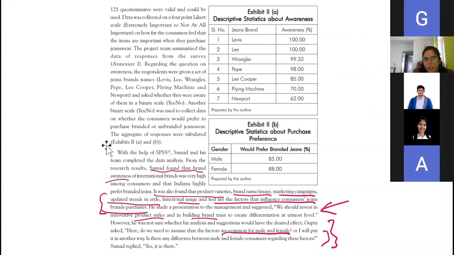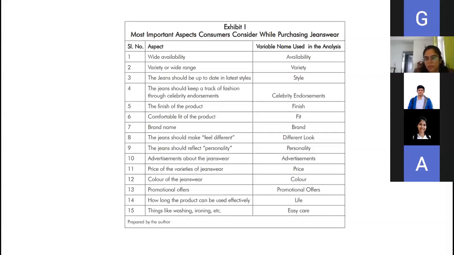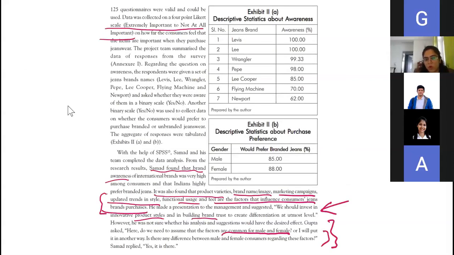Is it that product variety or marketing campaigns matter more for males? Because we asked this on importance. Remember, on a scale of 1 to 5, how important is brand name, how important is marketing campaign, how important is availability, all these parameters. So the importance that males attach to brand name or marketing, is it different from the importance that females attach to brand name and marketing campaigns? Did you understand this question?